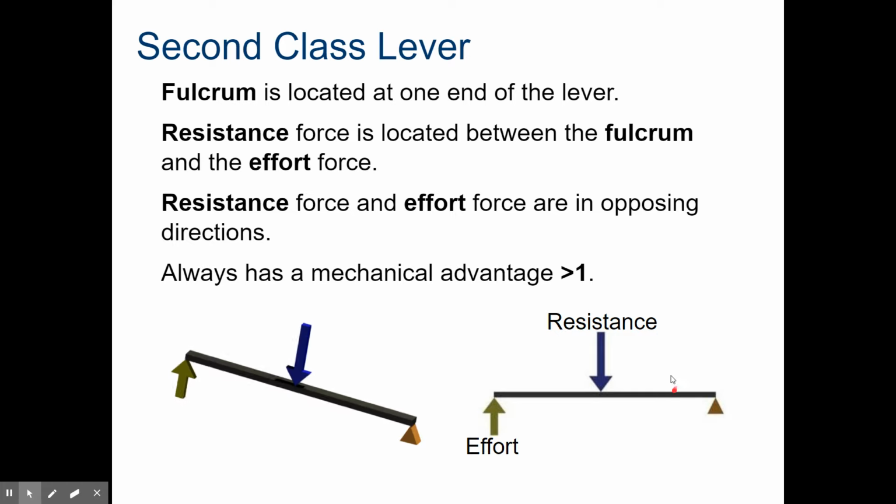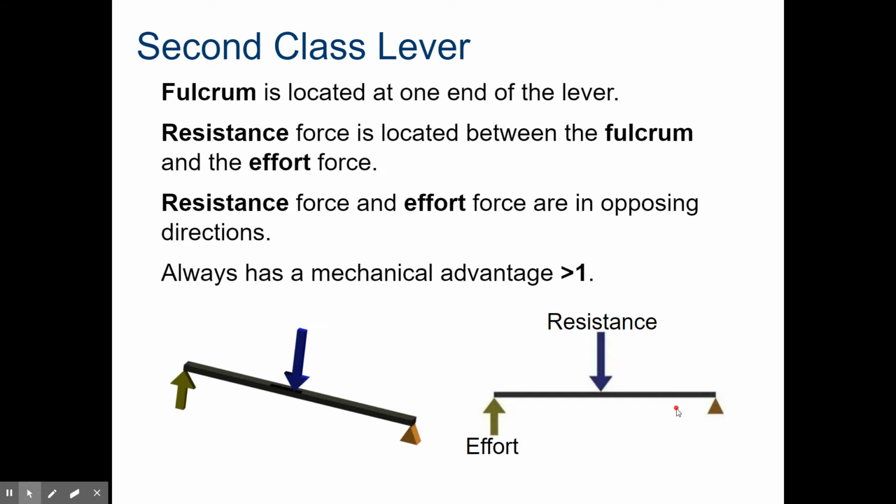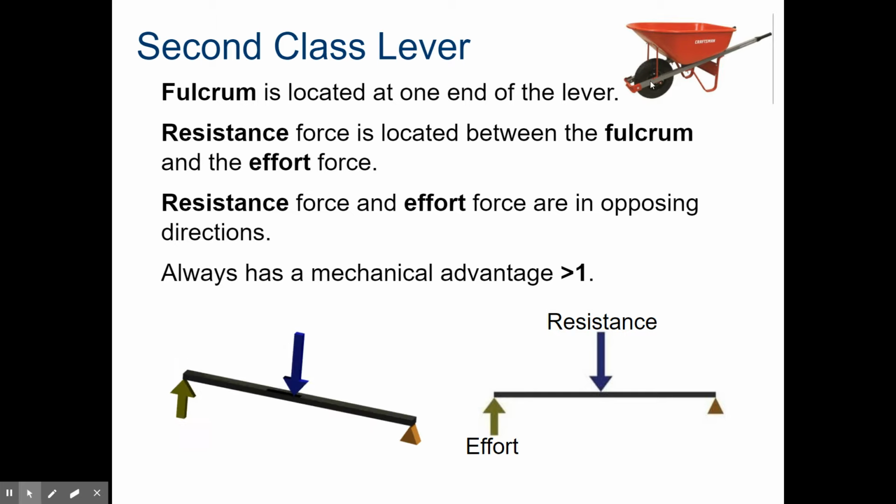Now this type of lever always has a mechanical advantage greater than 1. Again, this type of lever always has an MA greater than 1. An example of a second class lever is a wheelbarrow.